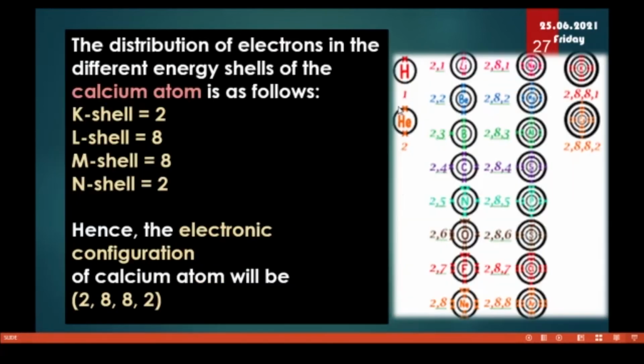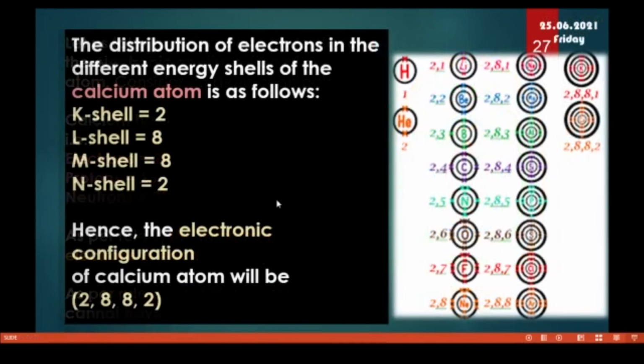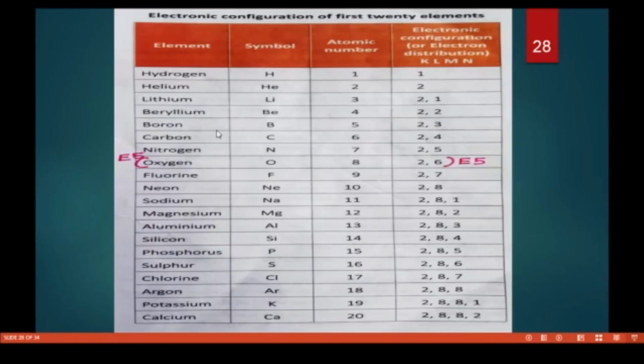So this is an example for calcium. The distribution of electrons in the different energy shells of the calcium atom is as follows. The number of valence electrons is 2, the outermost shell having 2. So K shell 2, L shell 8, M shell 8, N shell 2. Hence the electronic configuration of a calcium atom will be 2, 8, 8, 2.